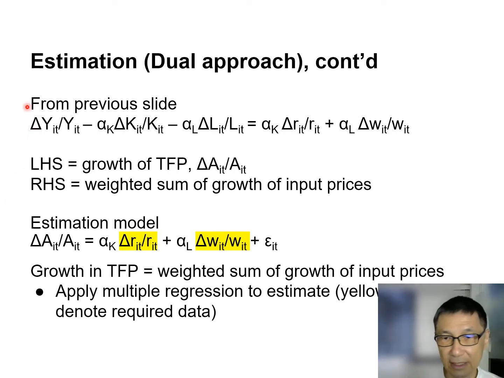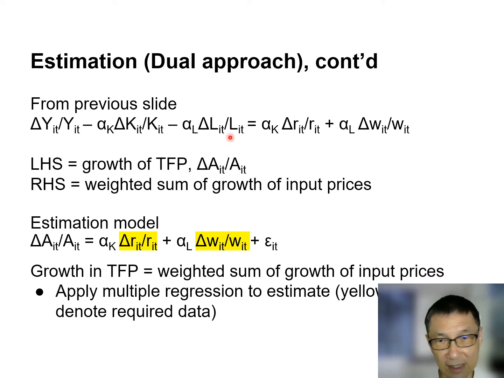From the previous slide, we take the last equation and rearrange a little bit, and we will have the proportionate change in output minus the capital share times the proportionate change in capital minus the labor share times the proportionate change in labor is equal to the capital share times the proportionate change in the rental of capital plus the labor share times the proportionate change in wages.